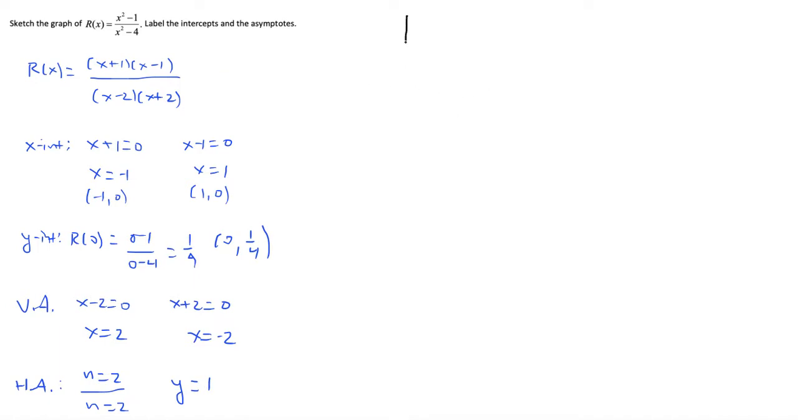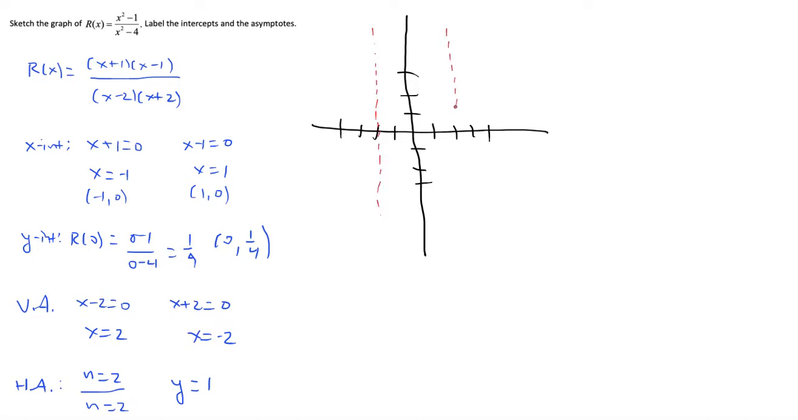So the horizontal asymptote is the line y equals 1. Now that we've found all four items, we'll go ahead and plot them on our graph. Asymptotes are usually in red here. So we have x equals -2 and x equals +2, and our horizontal asymptote is y equals 1. And the points that we have are (-1, 0), (1, 0), and (0, 1/4), like that.